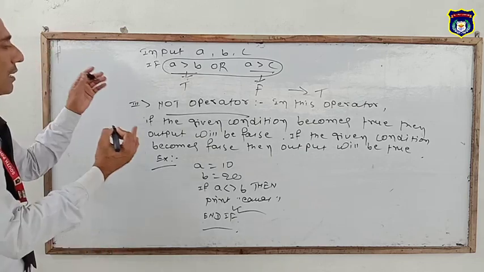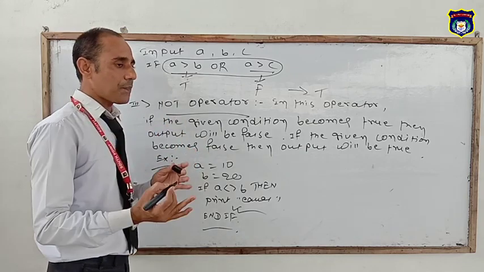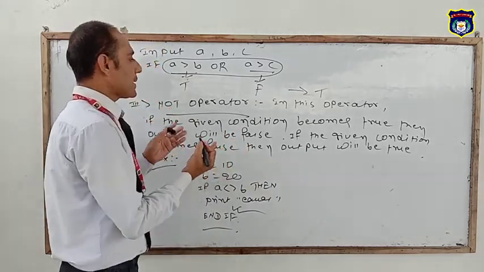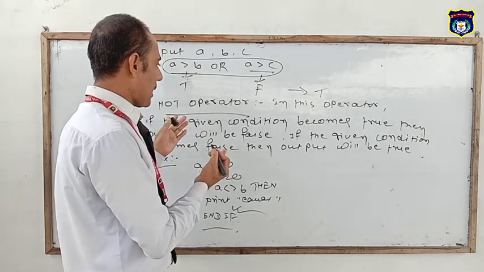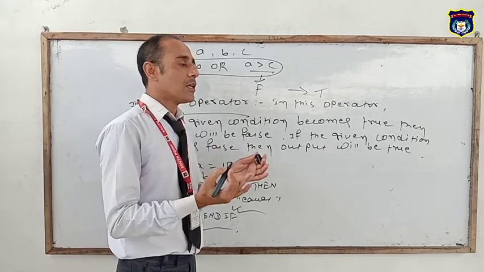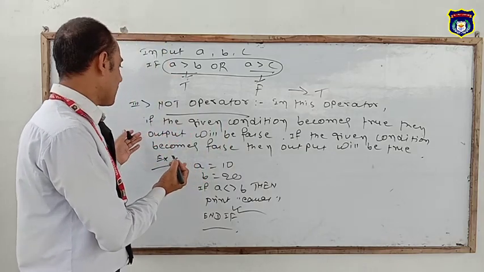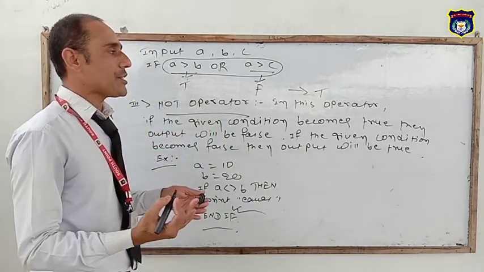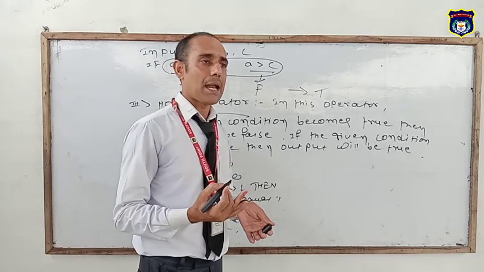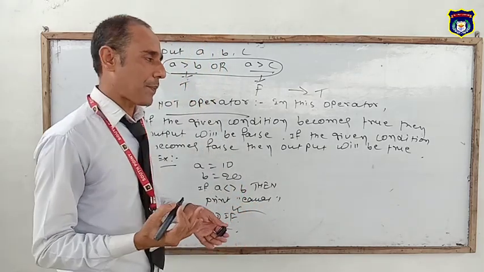Okay, so we can use these operators in basic programming for calculating different types of operands: mathematical operands, relational operands, or logical operands. Okay, in the next tutorial I will teach about the truth table of AND operator, OR operator and NOT operator.